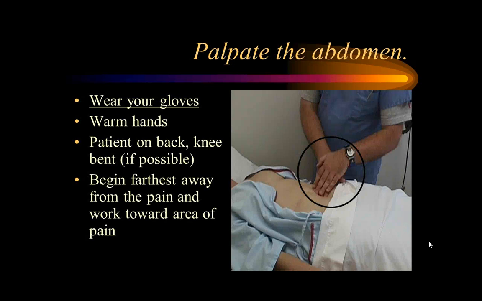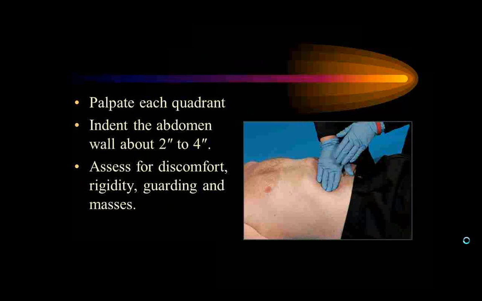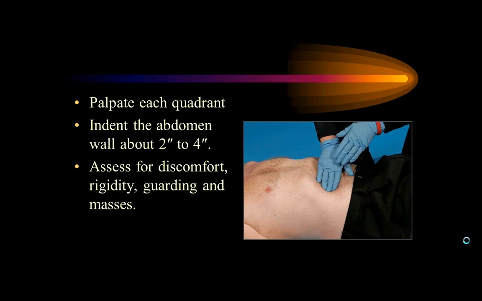Palpate. All right. Wear your gloves. Wear your gloves. Wear your gloves. Warm your hands, have the patient bend their knees, and then start furthest away from the pain and move towards the pain. The other aspect is you're trying to indent about 2 to 4 inches. You're trying to feel for what? Distension. Masses. Fecal material, all that stuff that you're trying to push through.